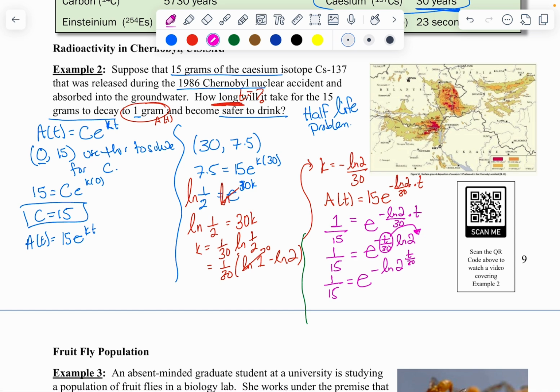And the reason why that is so nice is because, well, let's put the negative up here too with it. And the reason that that is nice is because this e and this ln will now cancel out before we even take the ln of both sides. And that whole thing will come down to be 2 to the negative t over 30.